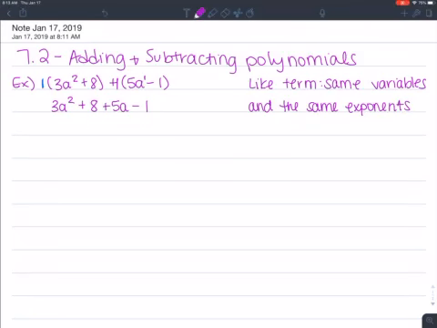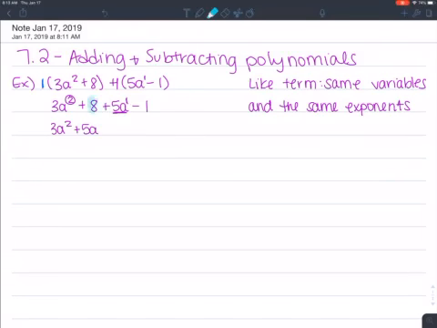So I want to say, do I have any other a squareds in this? No, I don't. So 3a squared doesn't combine with anything. And I'm going to start with my highest degree, which is the 2. So that's why I do that one first. My next highest degree is a 1. So I'm going to say, do we have any other terms with degree 1? Nope. So that one doesn't combine.